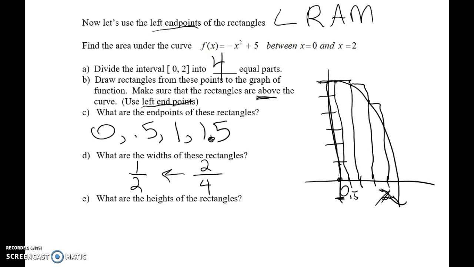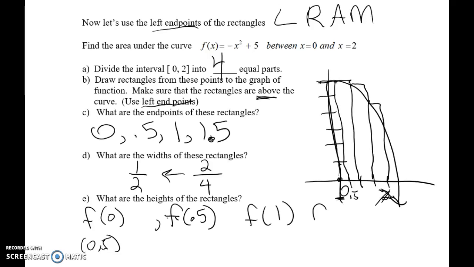Now the height. The first height is the same as the function value at 0. So plug 0 in, you actually get 5. So the height of the first rectangle is 5. The height of the second rectangle is when we plug in 0.5. The height of the third rectangle is when you plug in 1. And the fourth rectangle is when we plug in 1.5. And we actually already did these computations on the front.